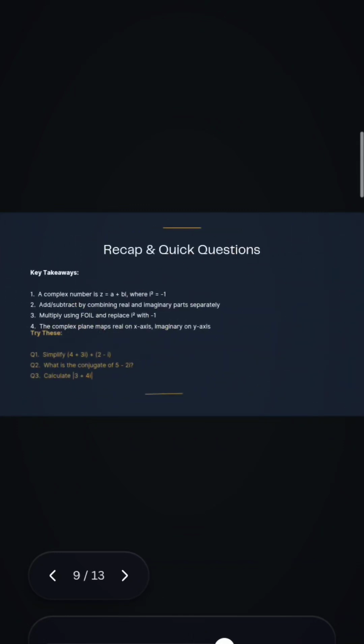Now next we can quickly recap. A complex number is z = a + bi, where iota squared is equal to -1. Addition and subtraction are done by combining real and imaginary parts separately, and multiplication uses FOIL and replaces iota squared with -1.